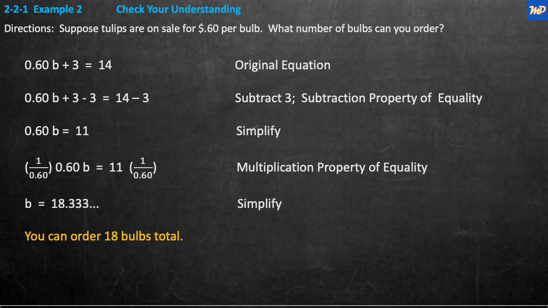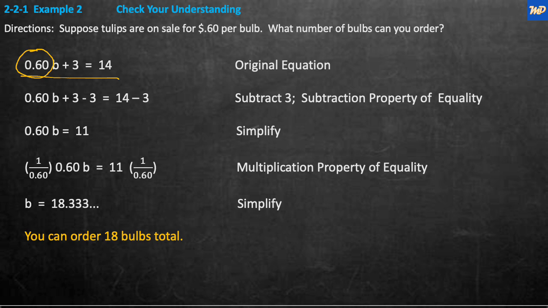Okay, now that you're back, you know the tulips are now 60 cents per bulb. How many bulbs can you order? Well, there's the equation. It's the same equation as last time with one difference. What was the difference? I wrote it out for you. Instead of 75 cents, it's 60 cents. Our original equation for this problem is 0.6b plus 3 equals 14.